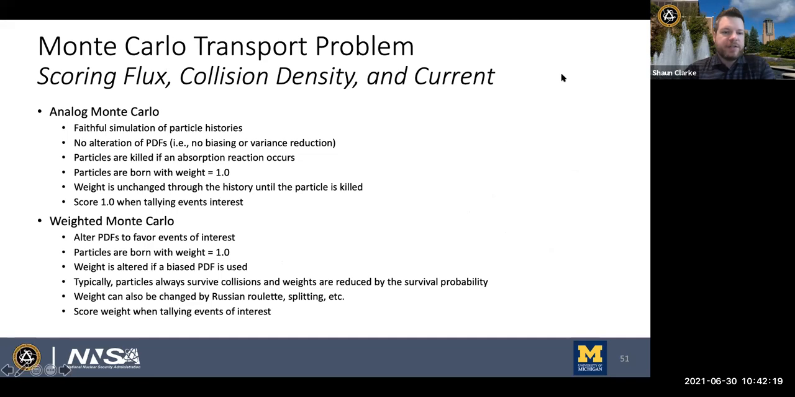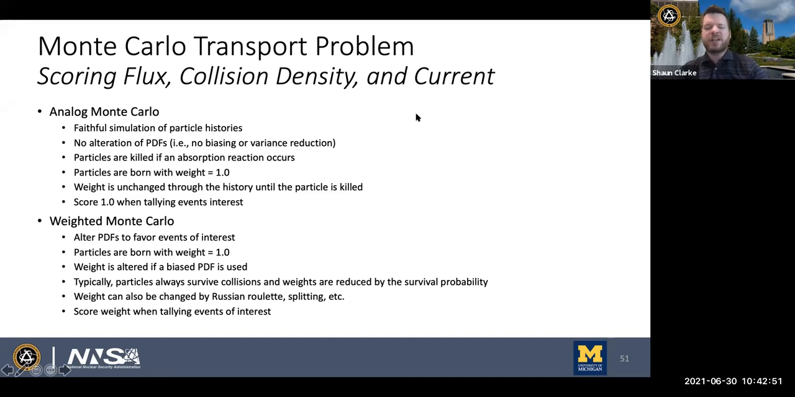Okay, so I've touched on this a little bit, but I just want to mention it again here because it is relevant: analog versus weighted Monte Carlo. When we say analog Monte Carlo, what do we mean? Analog Monte Carlo essentially means the particles are born with weight 1, and the weight never changes from 1. So there's no alteration of the PDFs. There's no biasing taking place in the calculation. There's no variance reduction taking place in the calculation.